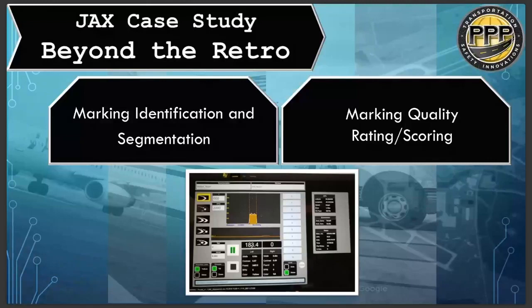So when we went back, we said, okay, let's look at two things. First of all, I want to better identify and segment the markings that we took. It's nice to have it all on a map, which it does very well, but we wanted to be able to split out those things. We'll talk about that in a second. And then, of course, a marking quality rating score. So we added more items to it, not just retro.